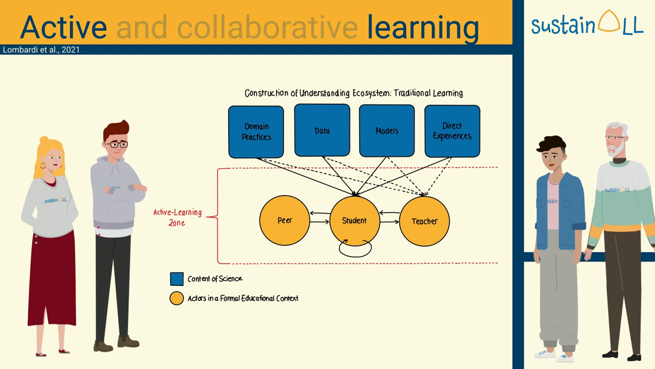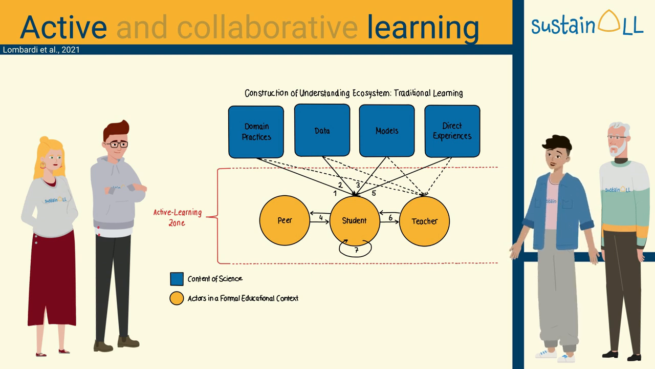I see. Active learning shifts a large proportion of activity from the teacher to the learners, and students are agents in making sense of domain practices, data about phenomena, and scientific models, together with their peers. Students also explicitly consider the science they have personally experienced in an active learning environment. And the teacher acts to facilitate students' sense-making, given their expert knowledge of science content. Finally, the student self-reflects on their understanding. Right, that is the model suggested by Lombardi and colleagues.